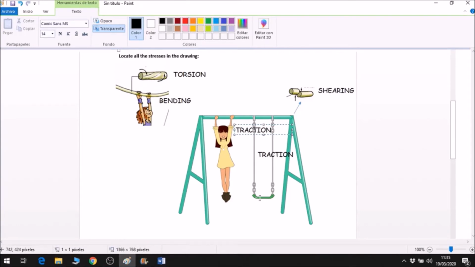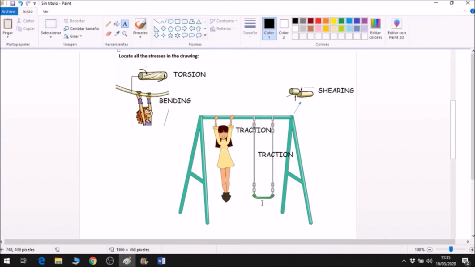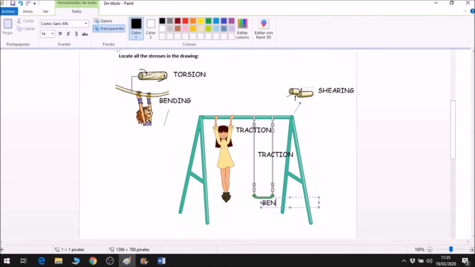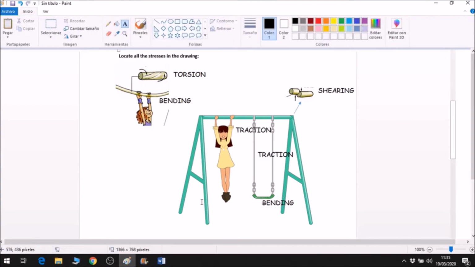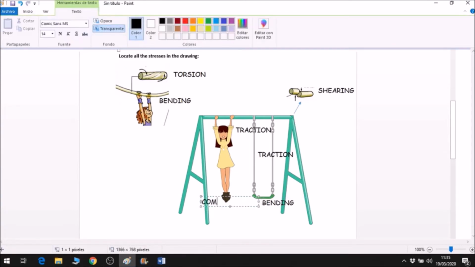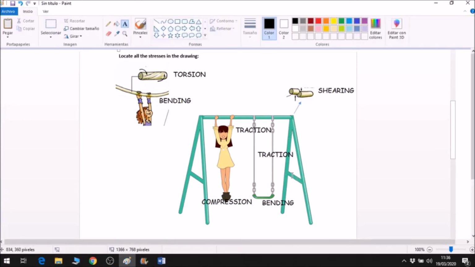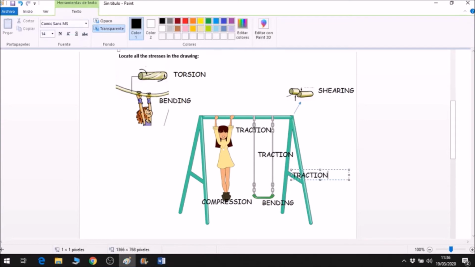And what about the chair? When you sit on it, it is suffering a bending stress. And these columns here, they are suffering compression. And this bar here, that it is trying to keep together the two columns, also traction. And this bar, the horizontal bar, bending.